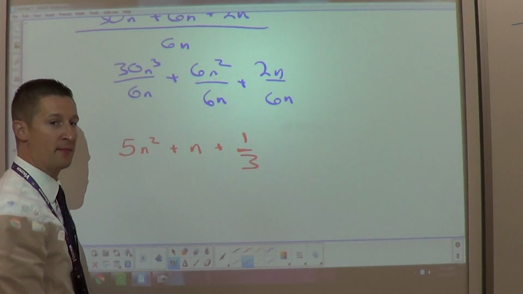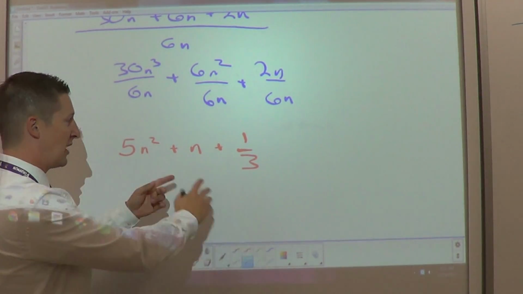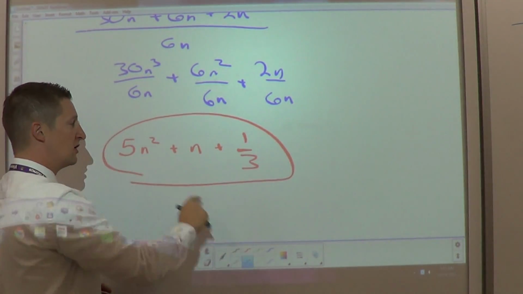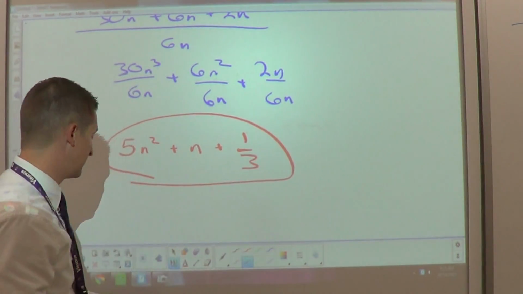So 1/3 would be my final term. And I would leave this as is. Nothing I can do. I can't combine these. They're not like terms. So this would be my quotient when dividing by a monomial in this case.